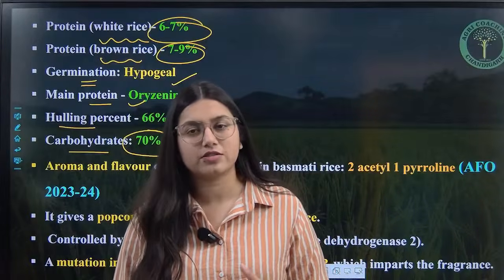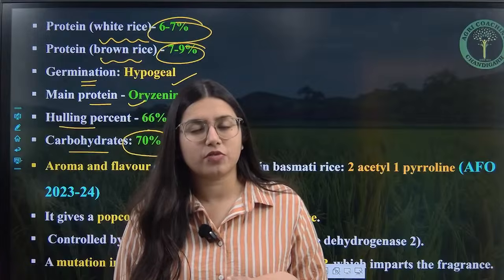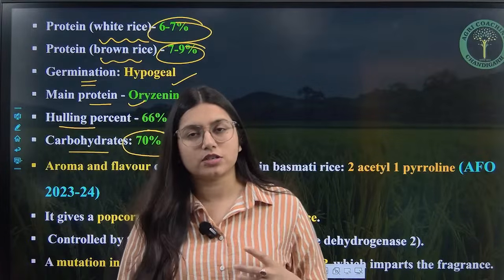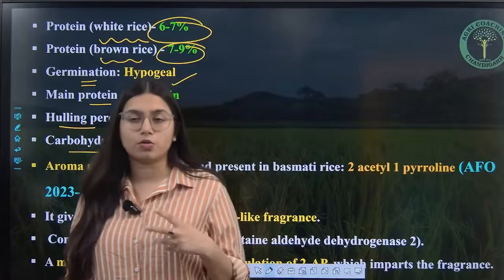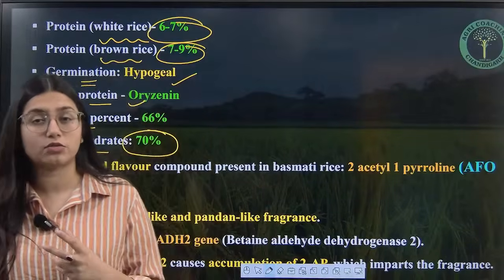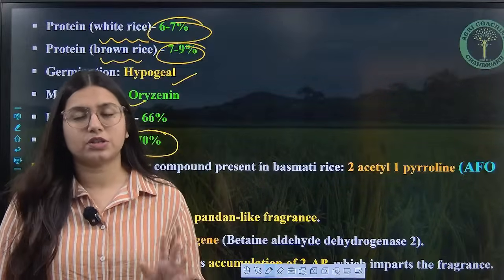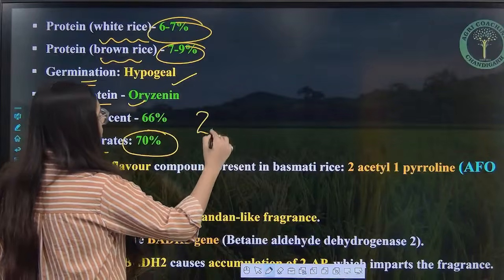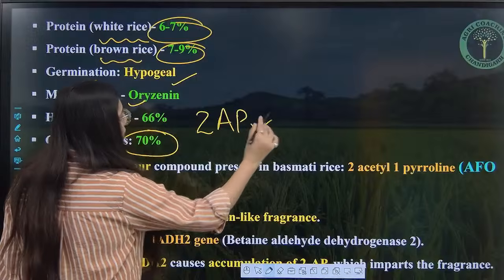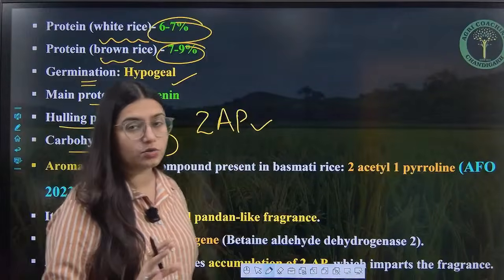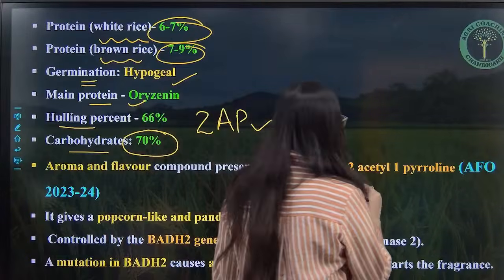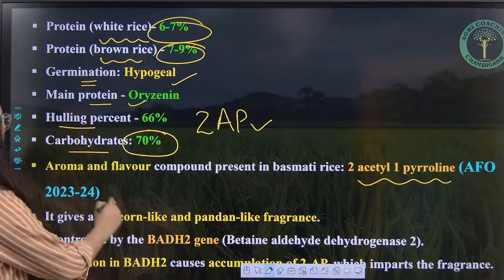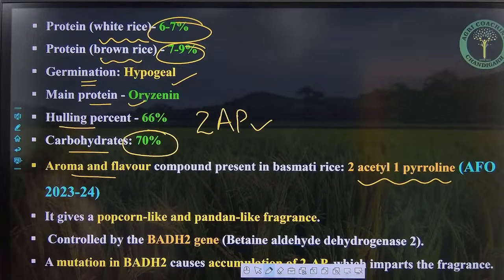Now, you must have eaten Basmati rice. Basmati rice, or rice like jasmine rice, has a very good fragrance, aroma. Which compound is responsible behind the aroma and the fragrance of particularly your Basmati rice, jasmine rice? The correct answer here is 2-AP. Which compound is responsible? 2-AP is responsible, which is known as 2-acetyl-1-pyrroline. Aroma and flavor compound present in Basmati rice.